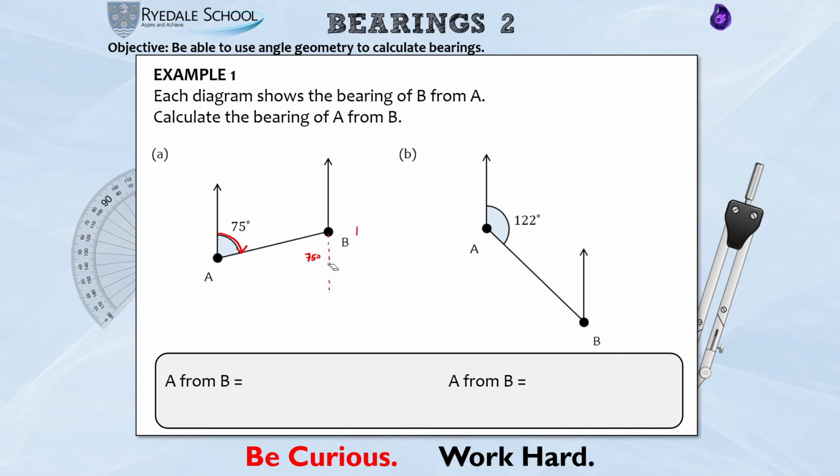Another approach is to think about allied angles, because this angle and this angle here make an allied shape. So these must add up to 180 degrees, which means this angle here must be 105. So the angle we want all the way around there is 360 take away 105, which again gives me the answer of 255 degrees.